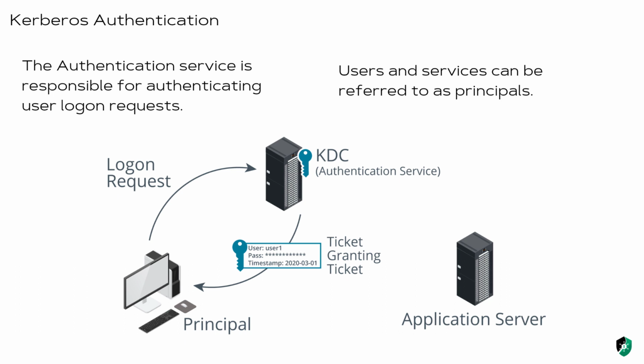So stage one, the principal or the client or the end user will send a login request to the KDC, the authentication service. The KDC will check to ensure that this person has an actual account. It will then send back the TGT containing the user's name, the password, timestamp, and so on. And then from here, the user can now request to be authorized.